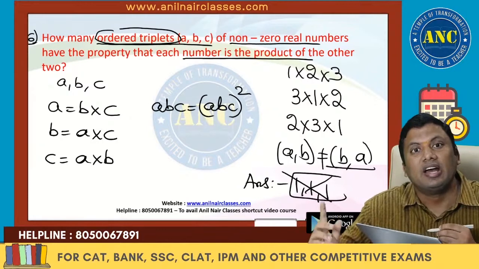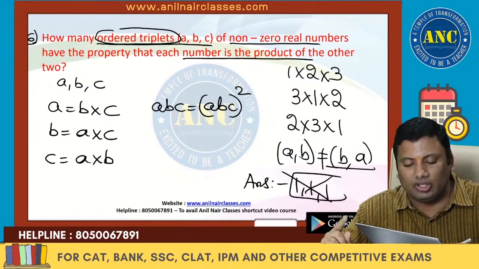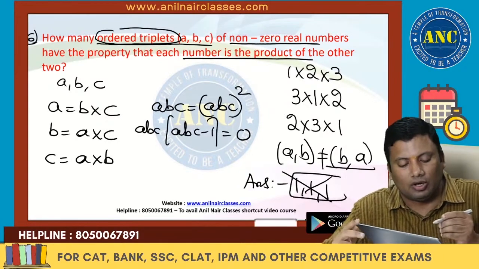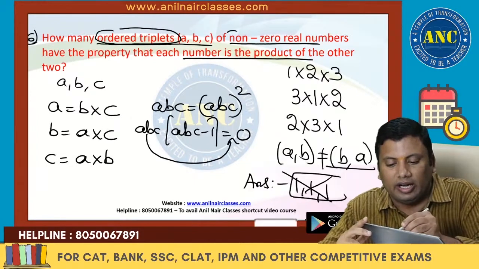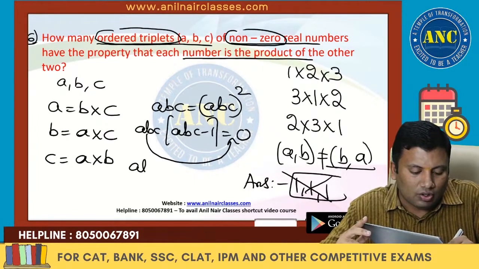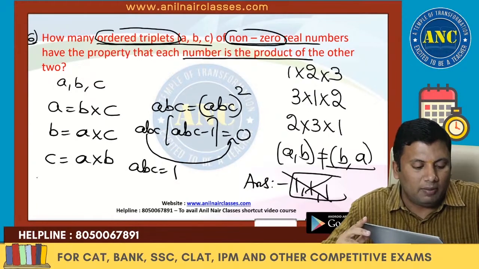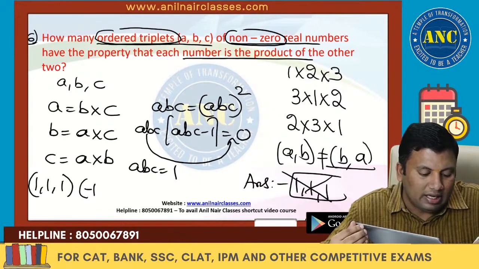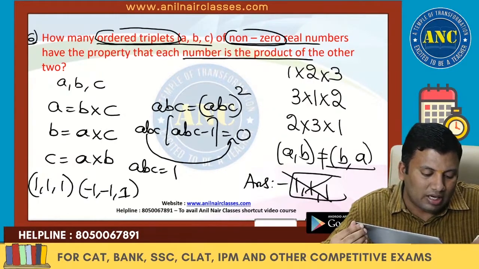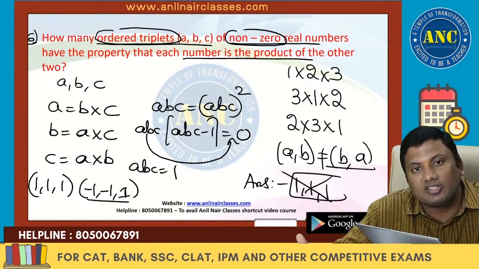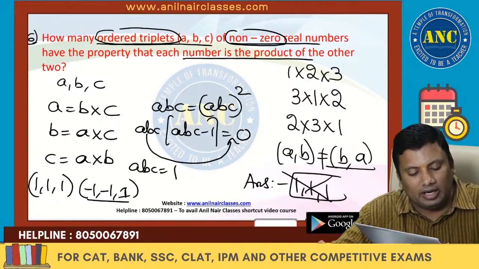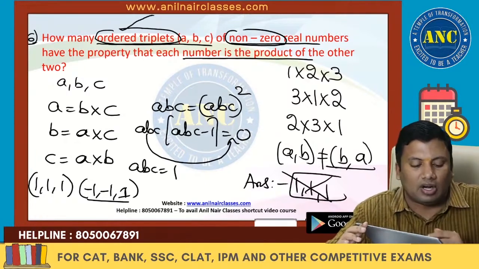This is the mistake, and that is exactly what I wanted to teach you through this problem. So it is nothing but ABC into ABC minus 1 is 0. ABC cannot be 0, it is given that it is non-zero. So ABC is equal to 1. 1 into 1 into 1 is 1. But minus 1 into minus 1 into 1 is also 1. Yes or no? It is not given that the numbers should be positive. It can be negative. And it is given that it is an ordered triplet.